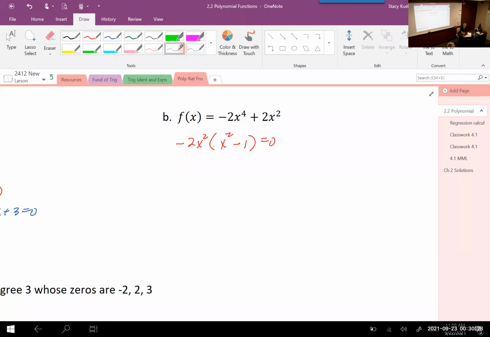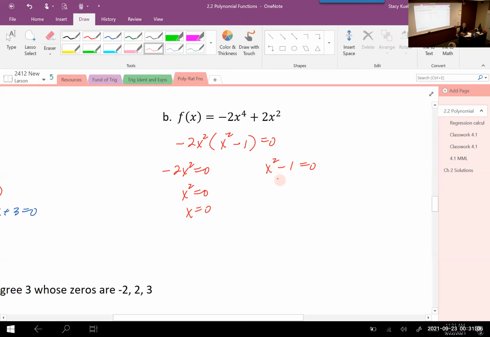Now, I can set each of these factors equal to 0 from here. So I would have -2x squared equals 0, or x squared minus 1 equals 0. On the left, I would divide off my -2. I would end up with x squared equals 0, or in other words, just x is equal to 0, right?